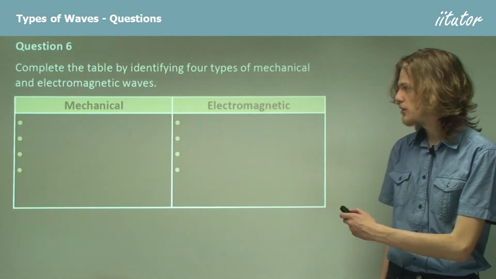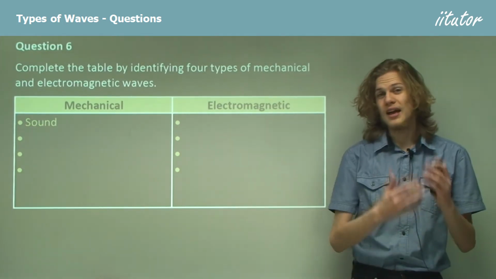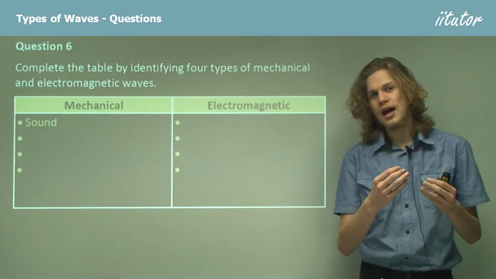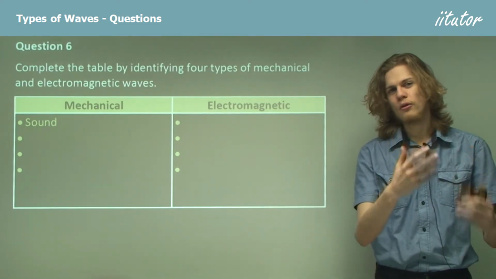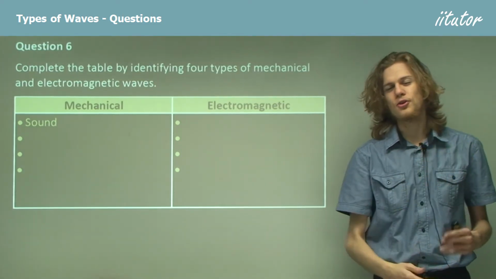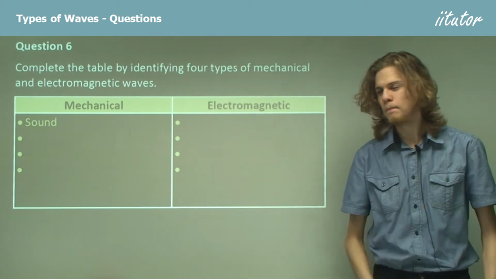So in this case, we can look at things like sound, which is air particles vibrating back and forth and knocking the air particles next to them. And those will vibrate back and forth and therefore hit the particles next to them. And so the disturbance will propagate outwards.